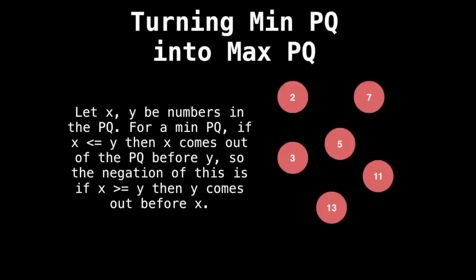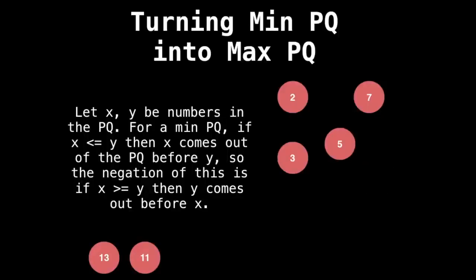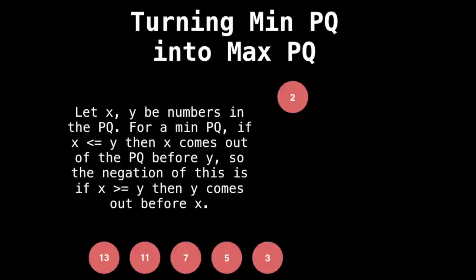Isn't the negation of x is less than or equal to y just x greater than y, and not x is greater than or equal to y? Well, not for comparators. You see, if x is equal to y, whether or not the comparator is negated, x should still equal y. So now let's see what happens when we pull all these elements out of the priority queue with our negated comparator. So first we would get 13 because it's the greatest, and next comes 11, 7, 5, 3, and 2.